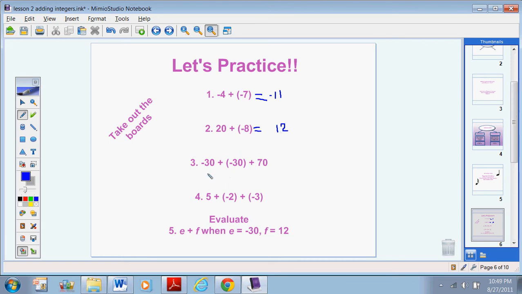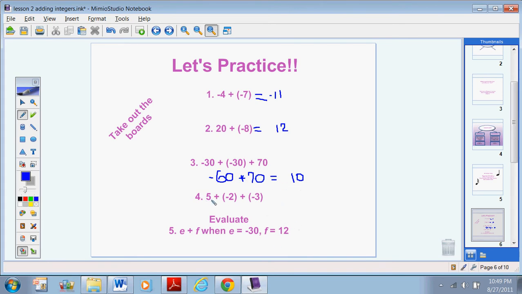Okay, here we have to follow the rules of operation. However, they're all addition, so it doesn't matter in which order we do them. -30 plus -30, same sign, we add, we get 60, and keep the negative sign. Plus 70, let's bring 70 down. Now different signs, 60 is negative, 70 is positive, we will subtract them, and we keep the sign of the bigger absolute value. The absolute value of 60 is 60, the absolute value of 70 is 70, so we will keep 10 positive because 70 has the bigger absolute value.